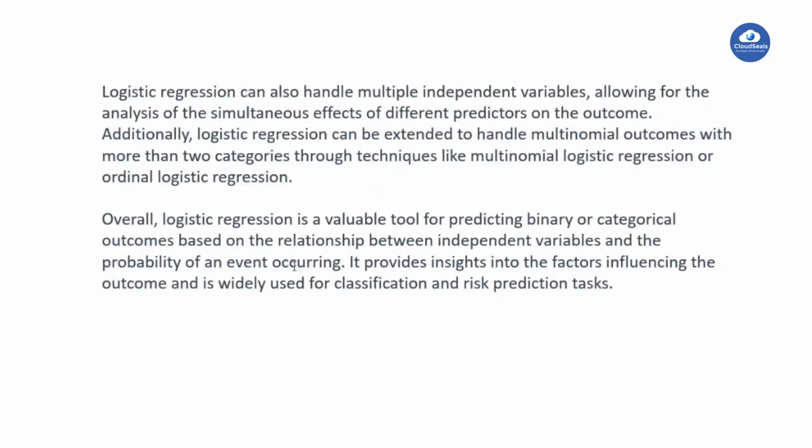Event occurring means the probability of whether it is a spam. What is the probability that a new mail is a spam? There is a chance of the input being spam. What is the probability that the given input mail is a non-spam mail? It provides insights into the factors that influence the outcome. It is a widely used classification for the risk prediction task.